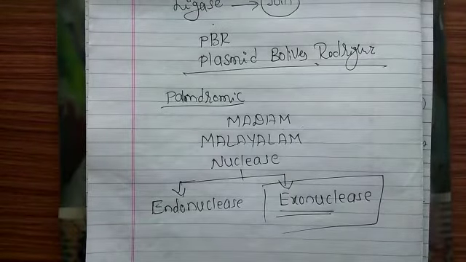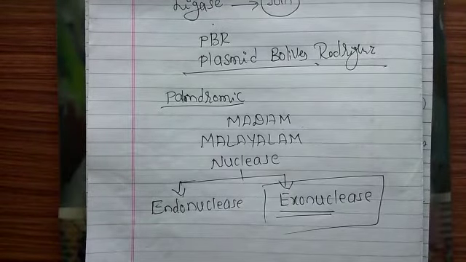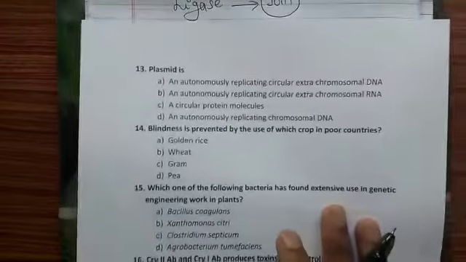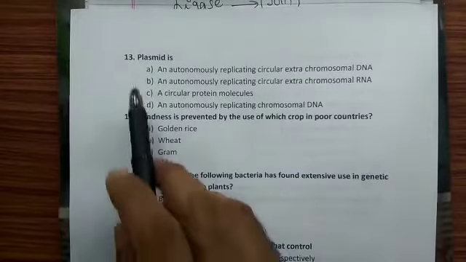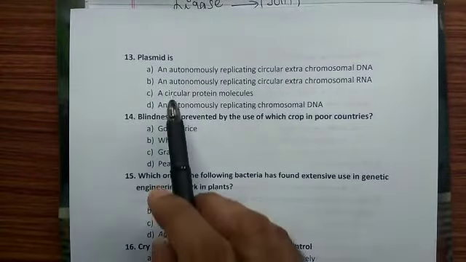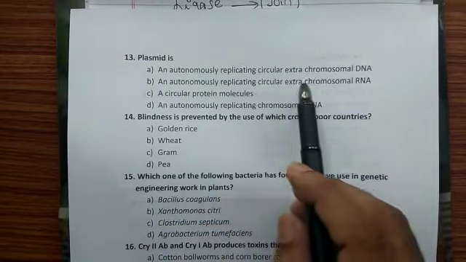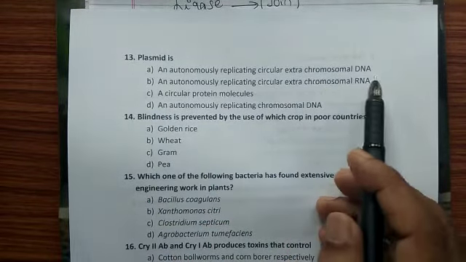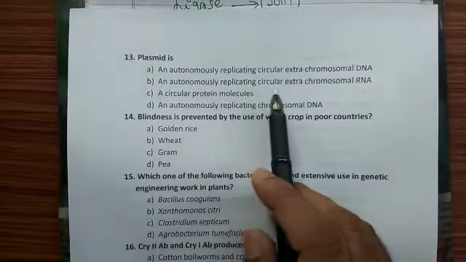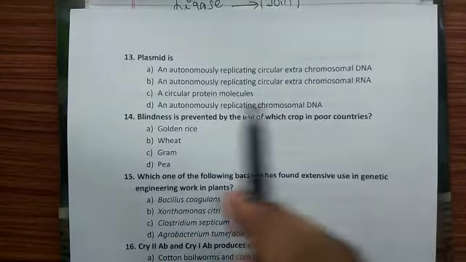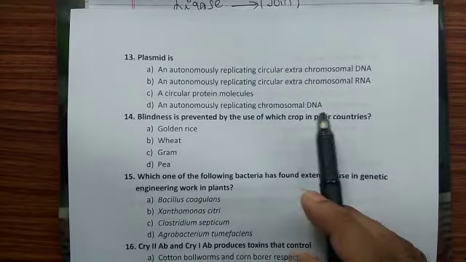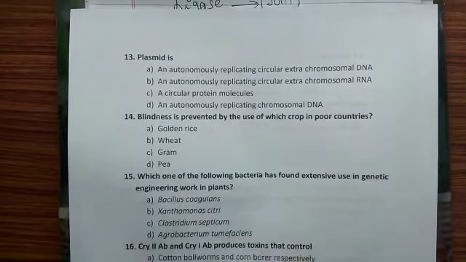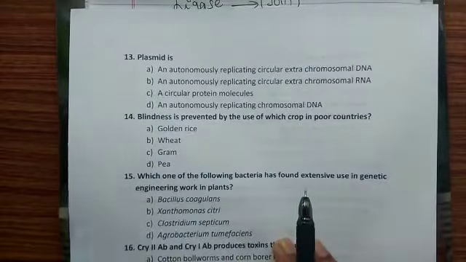Coming to the 13th question. Plasmid is an autonomously replicating circular extrachromosomal DNA, an autonomously replicating circular extrachromosomal RNA, a circular protein molecule, and autonomously replicating chromosomal DNA. So plasmid is DNA. So the answer should be either A or D, plasmid.